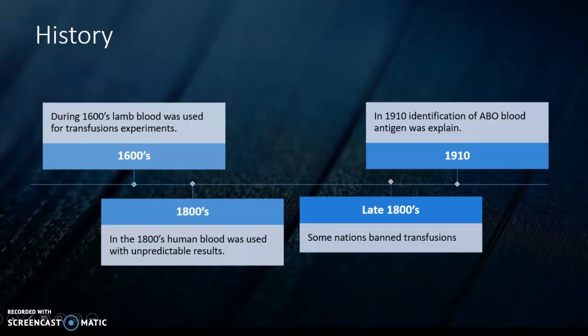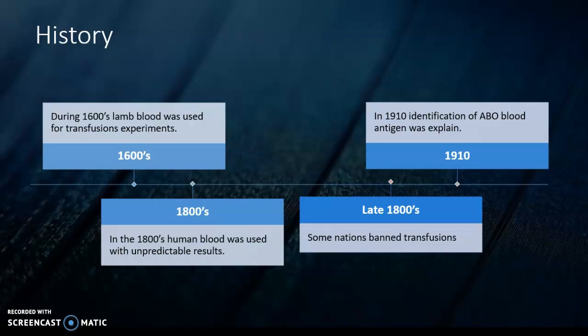During the 1600s, they started experimenting with transfusions of lamb blood. Then, in the 1800s, they started using human blood. However, the results were not predictable. In some patients it would work, and in others it wouldn't. Some would survive, and others were dying, because the success rate was very low. Some nations banned transfusions late in the 1800s.